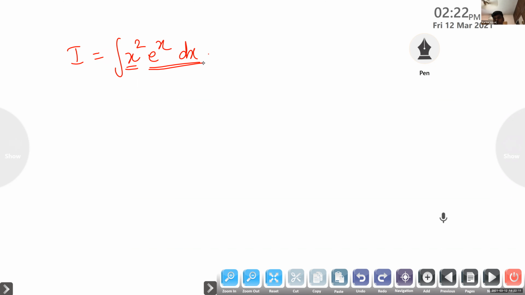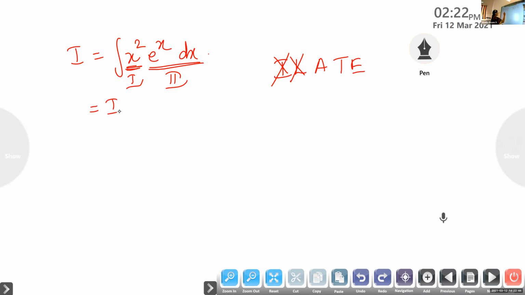e raised to x is the first function? We check the rule. Inverse is not there, logarithmic is not there. Algebraic, is it there? So x square we can take as the first function, and the remaining we can take as the second function. Is it okay, Karthik? Yes, ma'am.